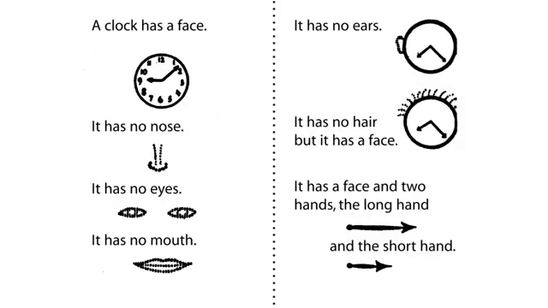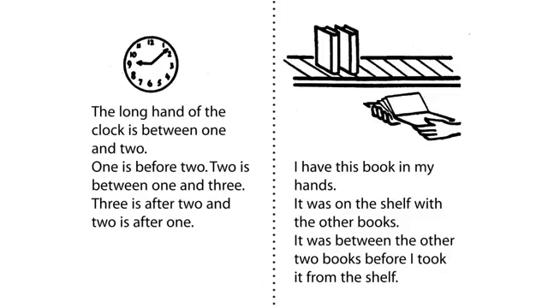A clock has a face. It has no nose. It has no eyes. It has no mouth. It has no ears. It has no hair, but it has a face. It has a face and 2 hands, the long hand and the short hand. The long hand of the clock is between 1 and 2. 1 is before 2. 2 is between 1 and 3. 3 is after 2, and 2 is after 1.